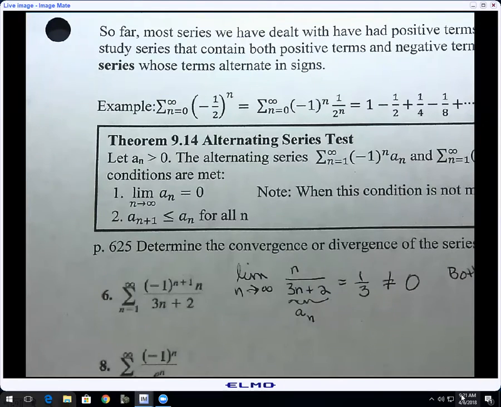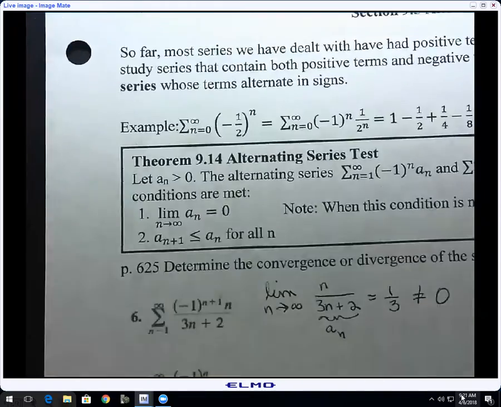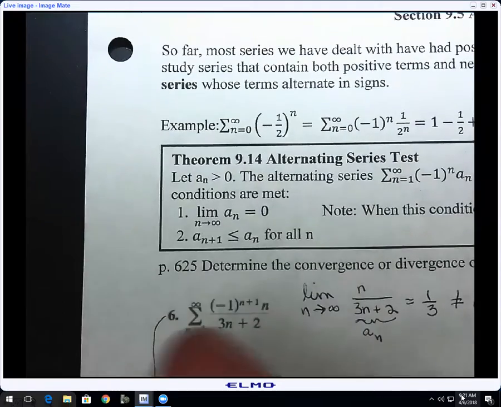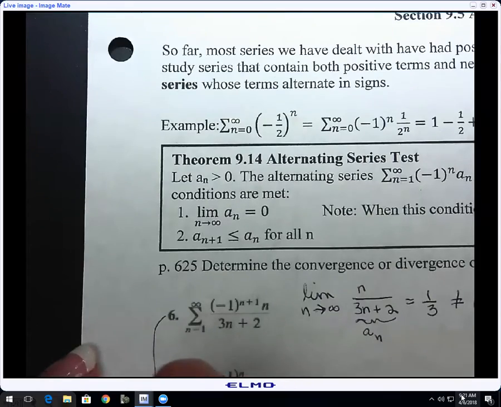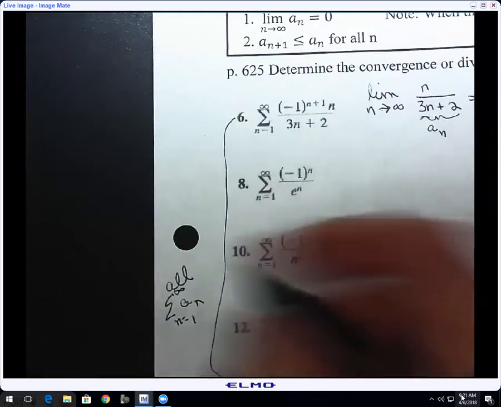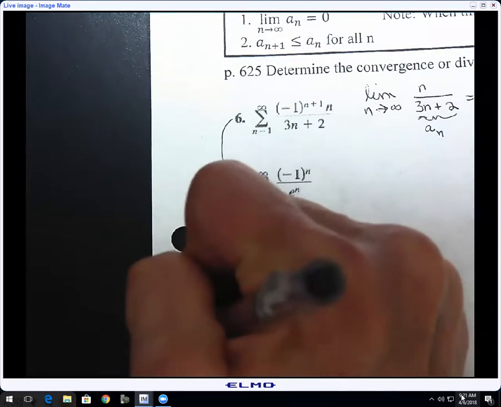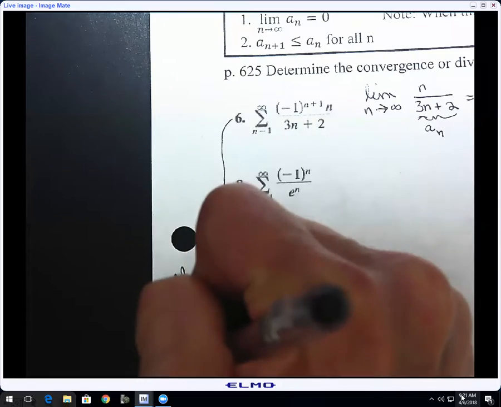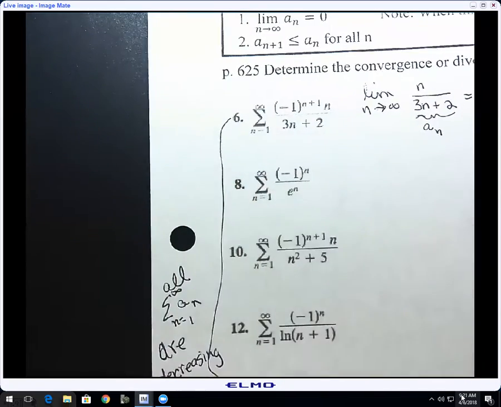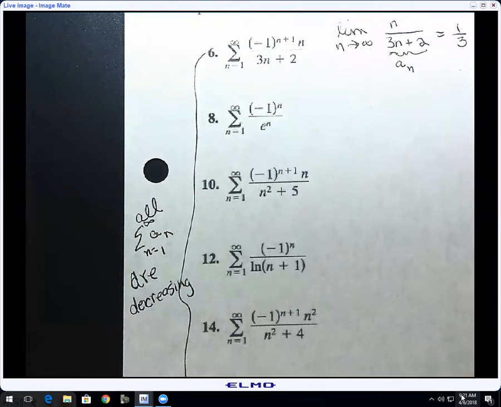But I can tell you that last night I graphed all of those, and just the a sub n part, all of them were decreasing. So I've already looked at the graph of these, and all of the series from n equals 1 to infinity of a sub n are decreasing. So we're not going to have to write that out on every single problem. All right.